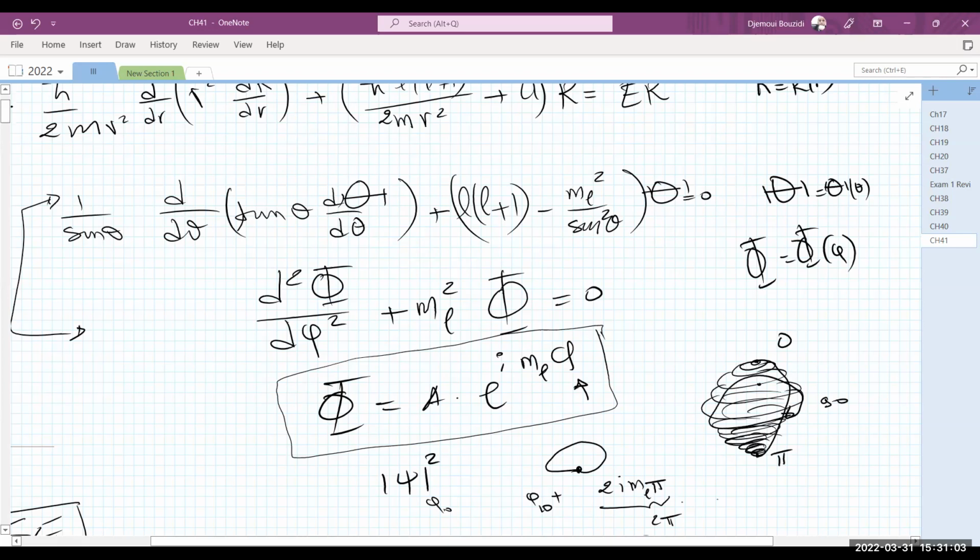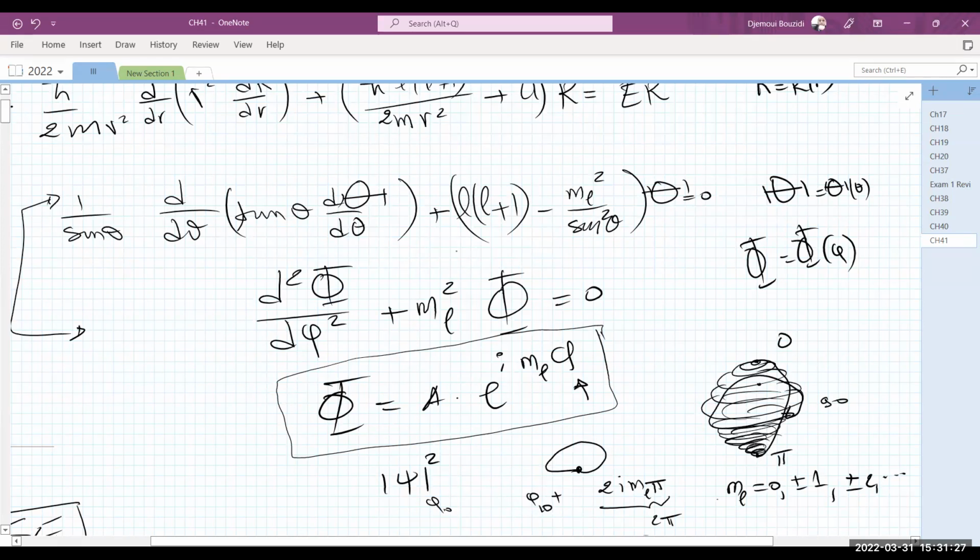So the function has to be periodic. That means ML can be 0, ±1. So what does a negative mean? The negative means that I want it in the opposite direction, that's all. Instead of going clockwise, I want counterclockwise. So that's what that number means. So it has a meaning, and ±2 and so on and so forth. So that is the easy one of the quantum numbers that we can find.